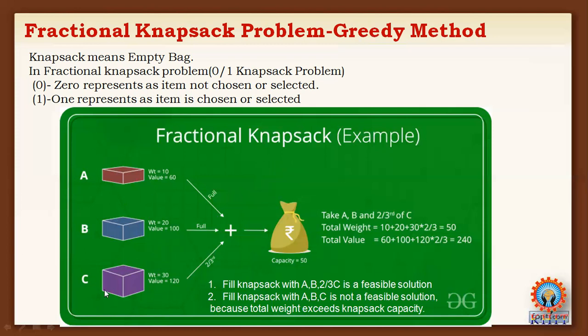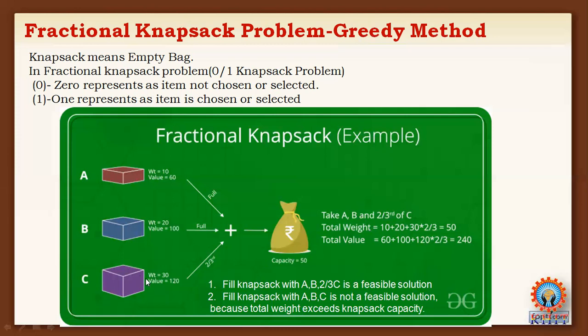So here there are many possibilities, many feasible solutions. Among those feasible solutions, you can select one solution that is the optimal solution. So the optimal solution is, if you take item A, item B, and two-thirds of item C, what is the weight? Item A is 10, item B is 20, and two-thirds of item C, that means a fraction of item C.